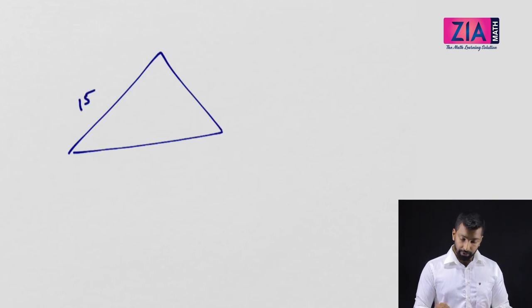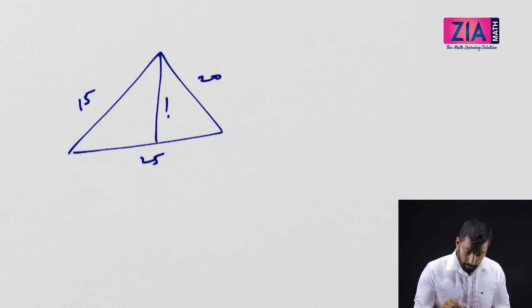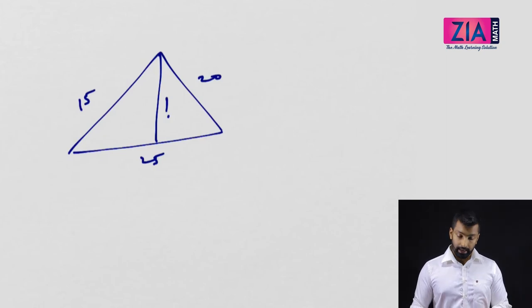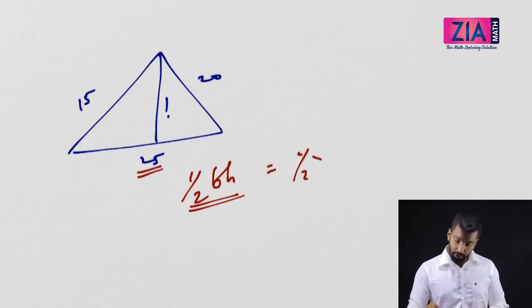See, you have a right angle triangle like this. So this is 15 and this is 20, so this is 25. This is the actual question, and they will ask you this height. So what you need to do is equate whatever we know so that you will get the height. See, we know half BH is the area, right? So base is 25, so half into 25 into height will give you the area.